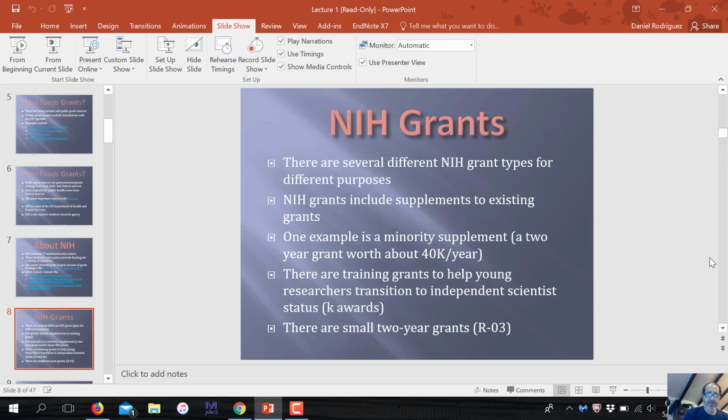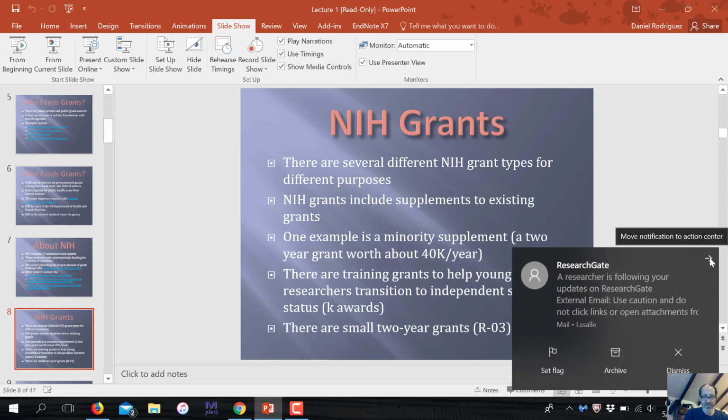That's actually how I started. So there's things like minority supplements, which are 2-year grants worth about $40,000. They may go up and down from year to year. It gives you money for study to complete whatever project you're doing, plus money for travel, etc. Training grants are awesome, and small grants like the R03 are really good too.